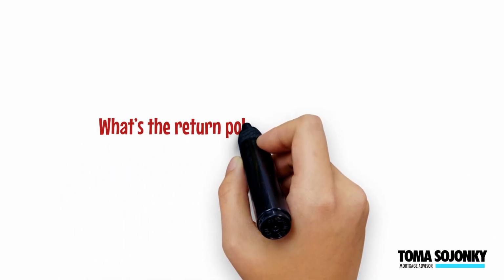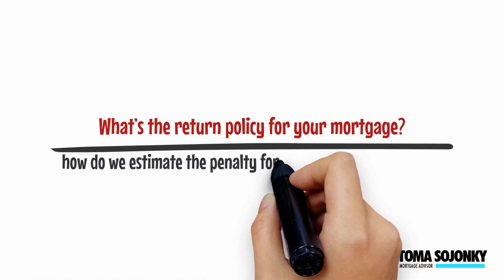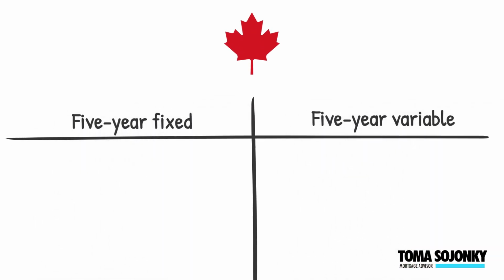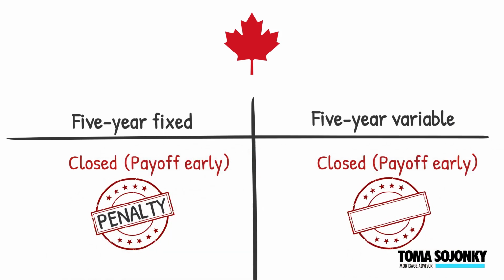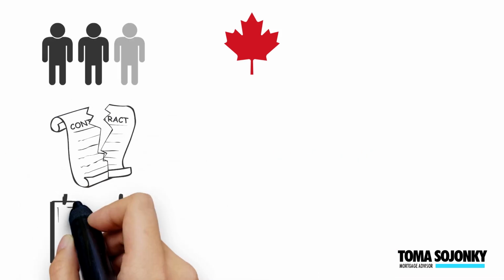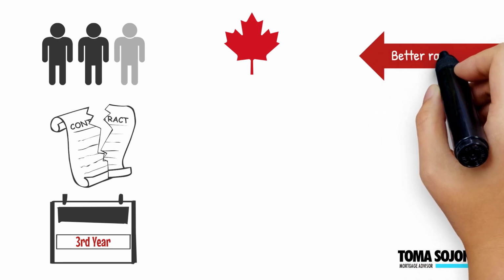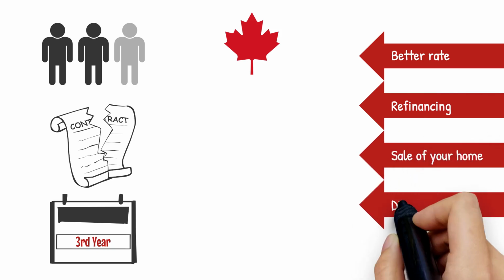What is the return policy for your mortgage? In other words, how do we estimate the penalty for breaking your mortgage? The most popular mortgages in Canada are the 5-year fixed and the 5-year variable, and both of these products are closed, which means that if you pay them off before the end of their 5-year term, you'll be charged a penalty to do so. And statistically, 2 out of 3 Canadians break their mortgages around the 3rd year for all kinds of reasons, switching their lender for a better rate, refinancing, the sale of your home, divorce, and so on.